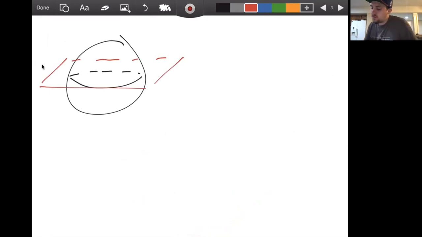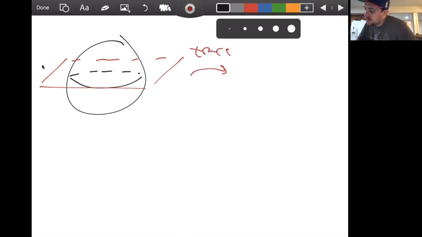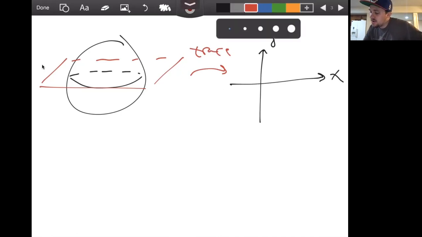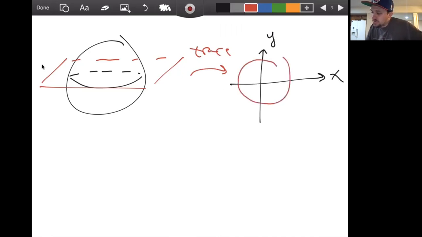Well, it's just a circle. So the trace here, and if you will, this lies in the XY plane because we're taking a slice parallel to the XY plane. The trace is just a circle with radius, whatever the radius or whatever this distance is. If it's at the equator, then it's the radius, right?